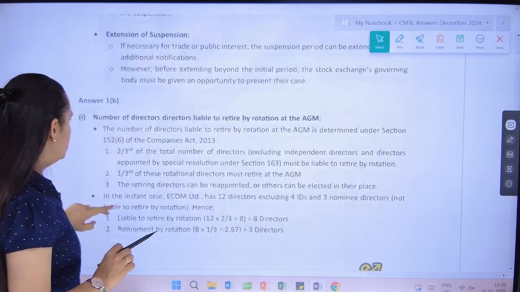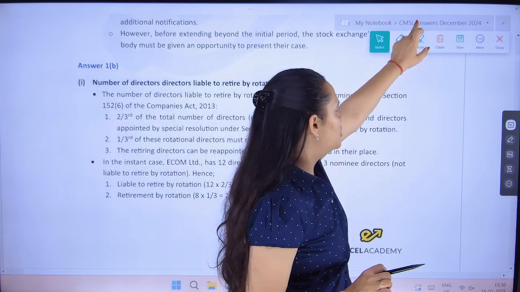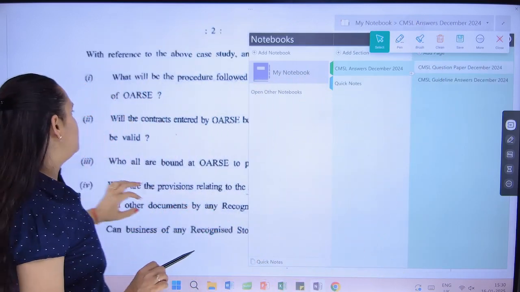Next, let's get to question 1B. Let's read the question and then see what should be the answer.